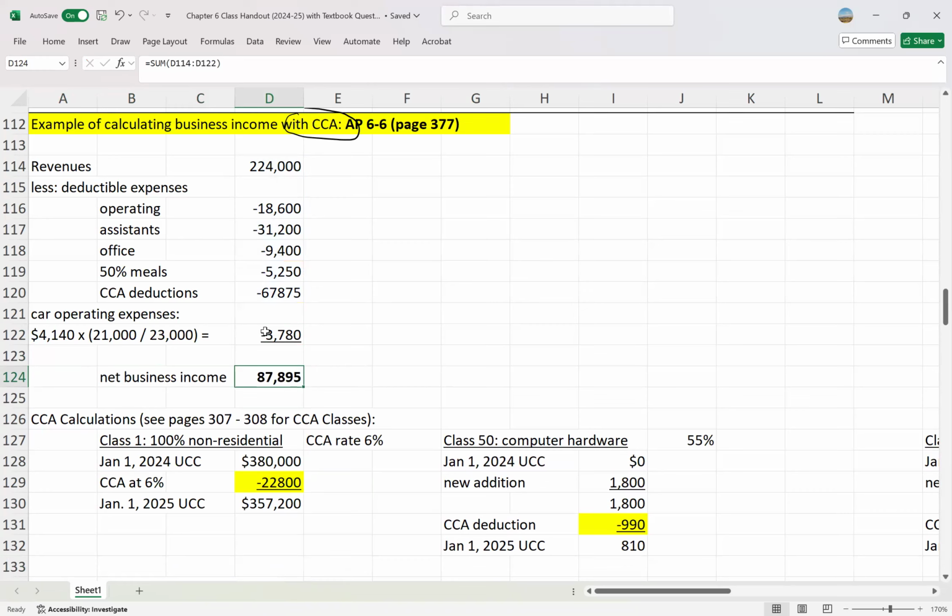So what you can see from this calculation, this particular problem, is that most of these expenses, the operating, the assistants, the office expenses, will generally be treated the same for accounting and for tax. Some of the differences are the meals and entertainment, only 50%. Amortization is not allowed, so we had a bunch of CCA deductions that we had to calculate. And for the car operating, we had to prorate it based on, once again, business kilometers over total kilometers driven. Any questions about this assignment problem?